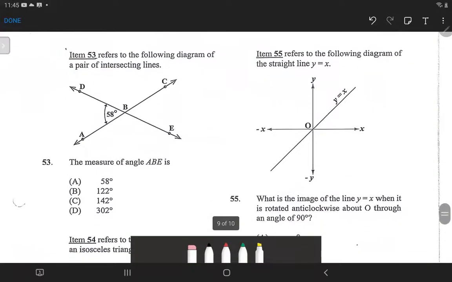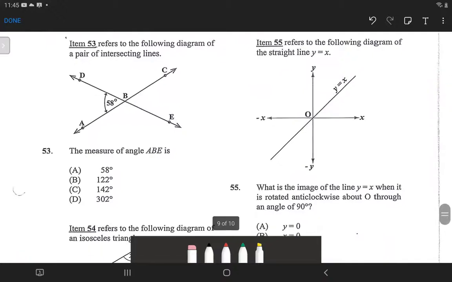Item 53, the following diagram of a pair of intersecting lines, the measure of ABE. ABE is this angle here. Notice that makes a straight line. So that is 122, because the sum of angles is supposed to be 180.